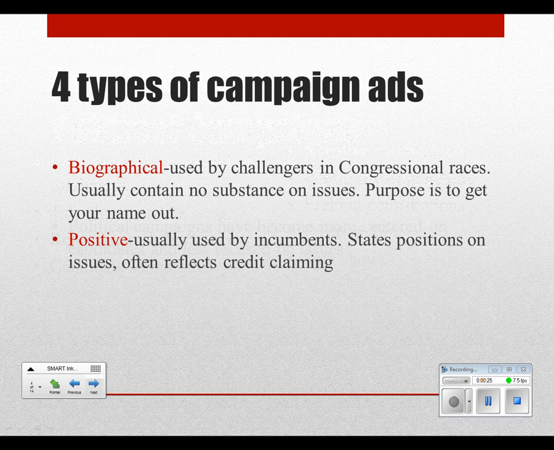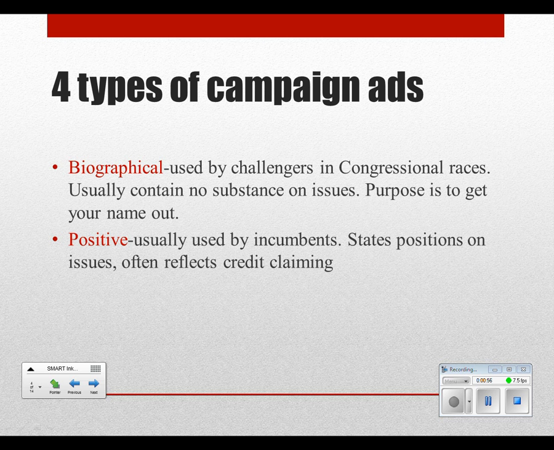First, when you analyze your campaign ads, you want to figure out what type of ad it is. There's basically 4 types of ads, and these are the more likely questions you're going to see on the AP exam. Okay. Then I'm going to also go into the propaganda techniques. All right. Biographical ad is pretty straightforward. It's usually used by challengers in congressional races. What you're trying to do is get your name out. Okay, try and counter that name recognition. No real substance on the issues. Usually pictures of you and your family, history of your career in politics, jobs you've had, things like that.